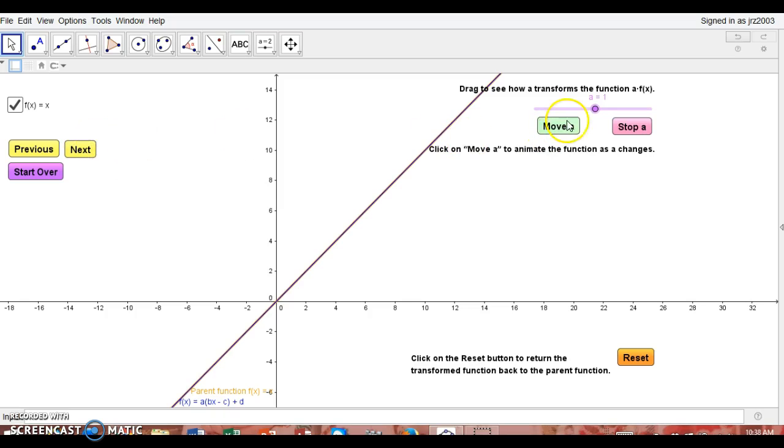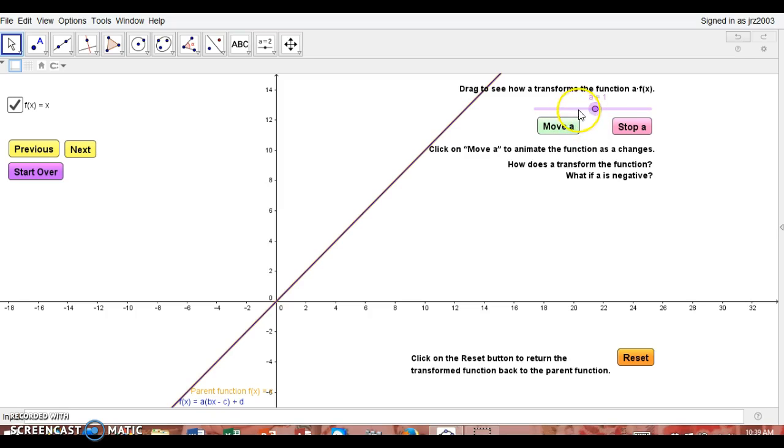And then on a next, we can animate the function as A moves. And hopefully by seeing this, the student can figure out what A does to the function. We can stop it and reset it if we want. And then they go through a series of questions they can answer. How does A transform the function? What if A is negative?